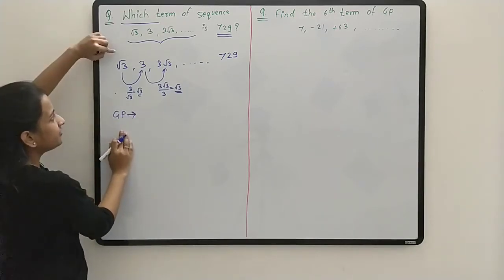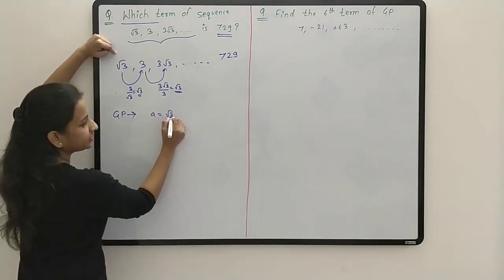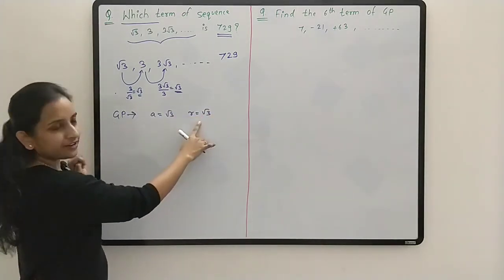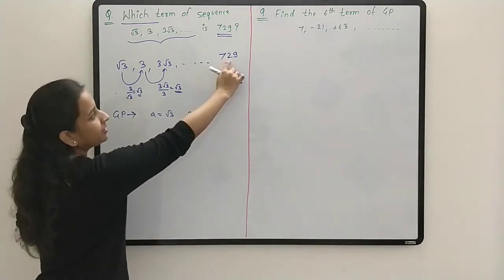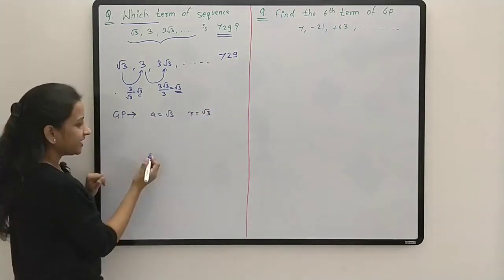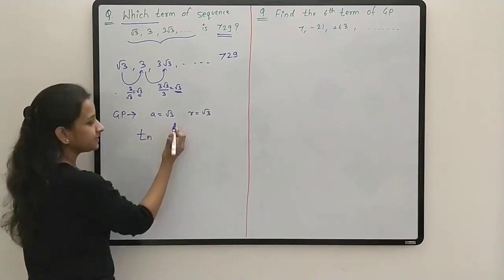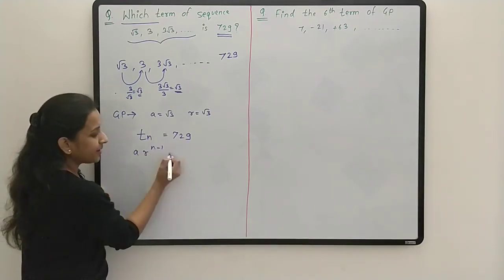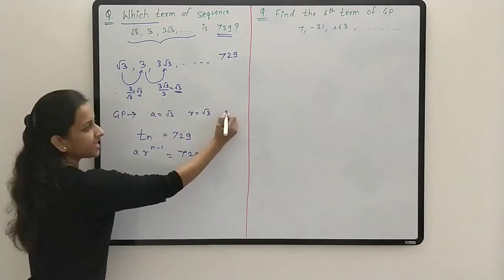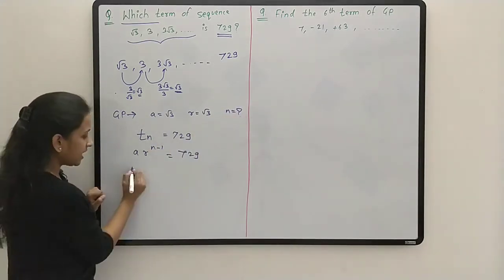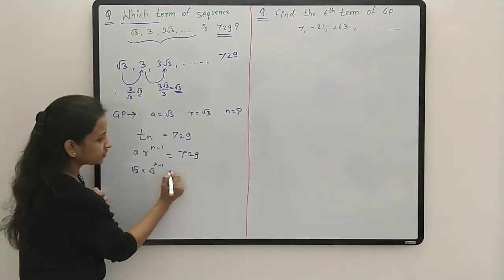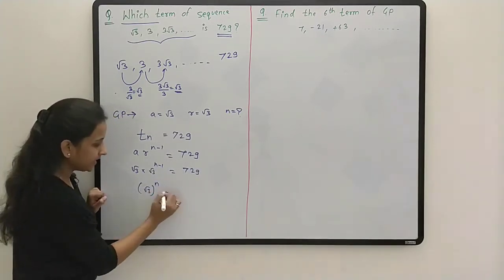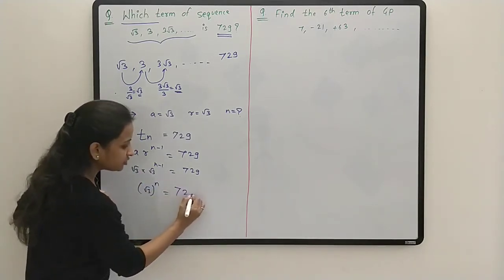So for this GP series, first term is root 3, A is equals to root 3 and common ratio is root 3. So here A and R are same. We have to find which term of the sequence is 729. So let's say nth term is 729. What is the formula to find nth term? A into R power N minus 1, right? Here we have to find N. Let's substitute this: root 3 into root 3 power N minus 1 is equals to 729. So this is root 3 whole to the power N, is equals to 729.